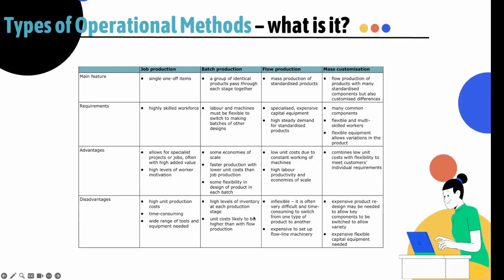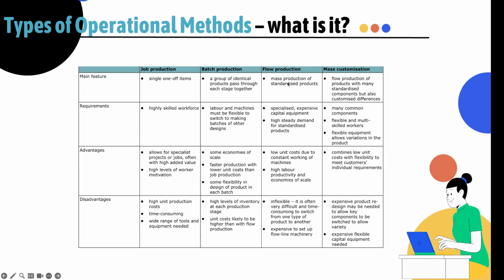The disadvantage is that you do have high levels of inventory at each production stage because you're producing in batches, not just one. So you'll have inventory available. Unit cost is likely to be higher than with flow production, which we're going to talk about next. So the cost will be slightly higher. Of course, it's much lower compared to job production, but higher compared to the next production method that we're going to learn, which is flow production.